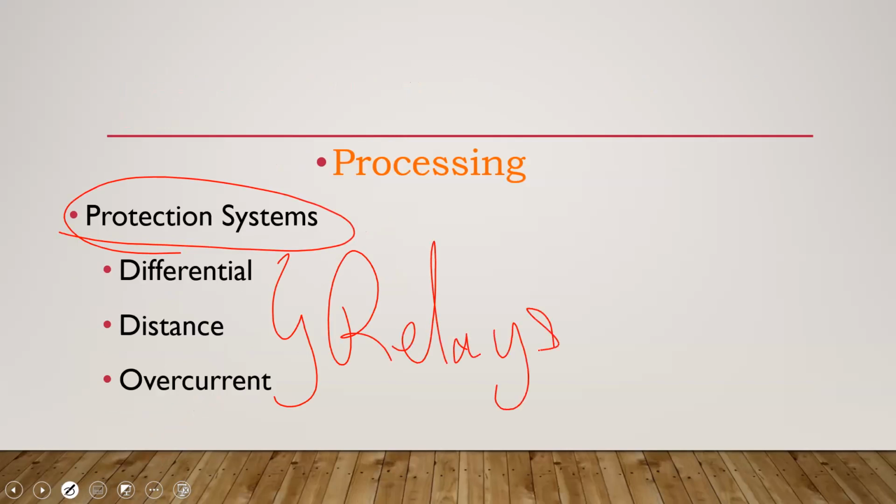All right. So you have your differential system, which would be using a differential relay. You have a distance system, which again would use a distance relay, and your overcurrent protection system, which would be using an overcurrent relay. All right, so these are all relays, but related to or used as part of your differential systems, your distance systems, or your overcurrent systems.